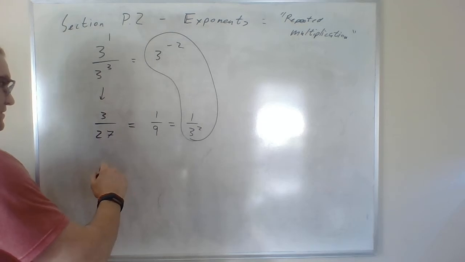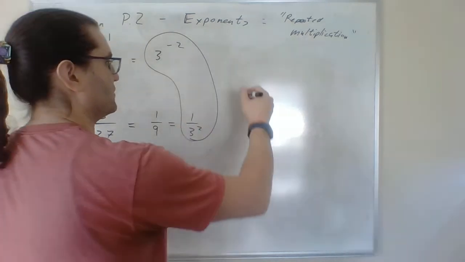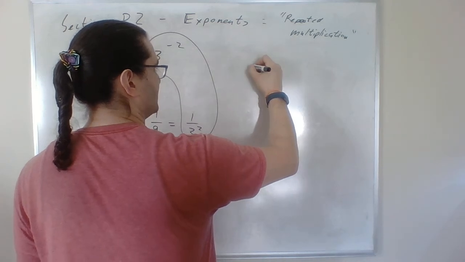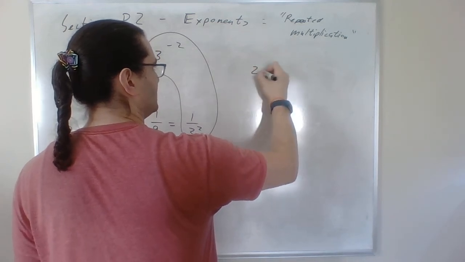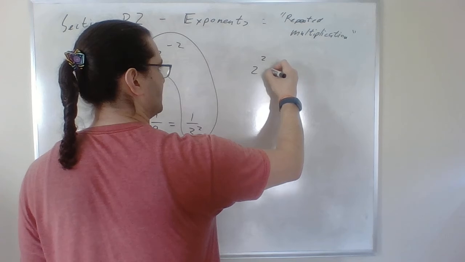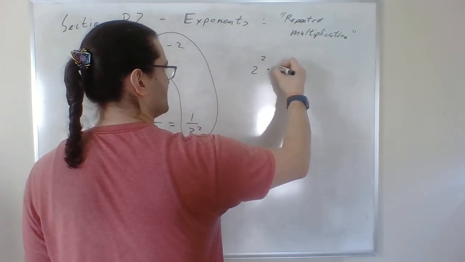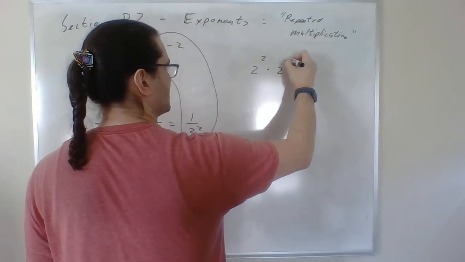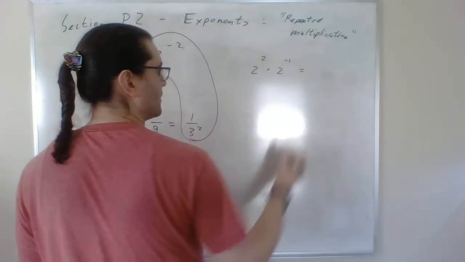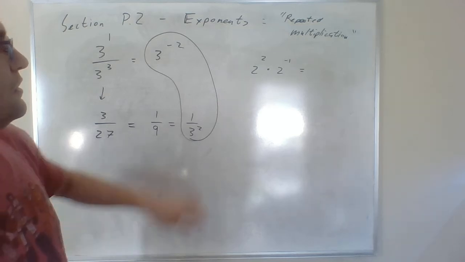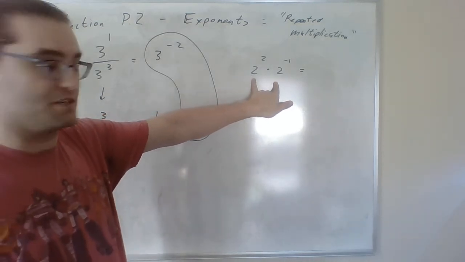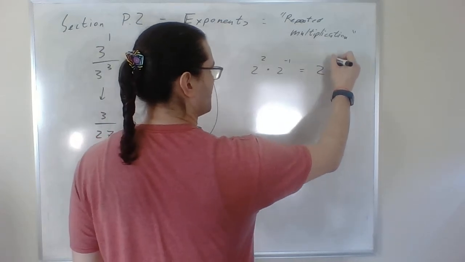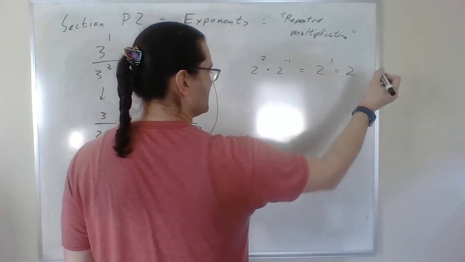We can test this in other situations as well. We can look at what happens if I do, let's say, 2 squared times 2 to the -1. According to the properties we just learned, the answer here should be 2 to the 1, which is just 2.